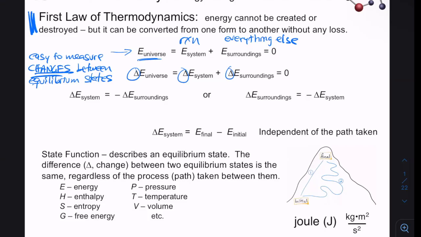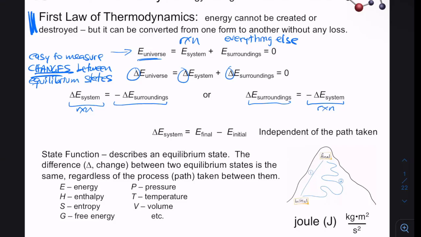Now, if we're conserving energy, that means that they add up to being zero. We can then rearrange that and write an expression like this, where the change in energy of the system, again, that's our reaction, is equal to negative the change of the energy in the surroundings. Or I can write that in reverse. I can say that the change in energy of the surroundings is equal to the negative change of energy in the system, which is our reaction.